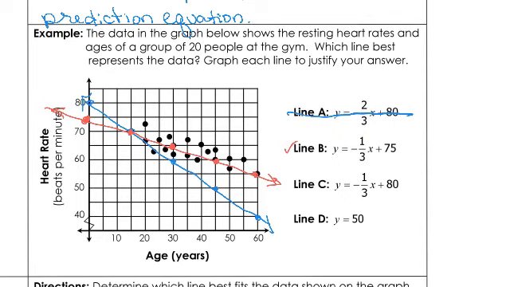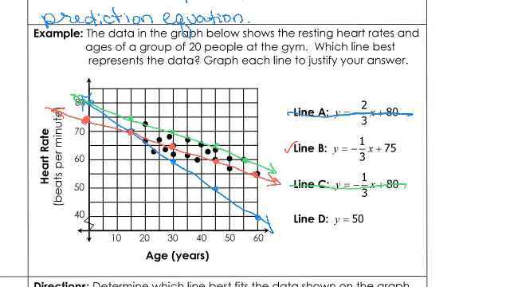How about line C? Start at plus 80 and go down 1 over 3. Down 1 over 3. Down 1 over 3. And how does that look? Doesn't really hit through the center of the data, so I'd say that's a big nope.